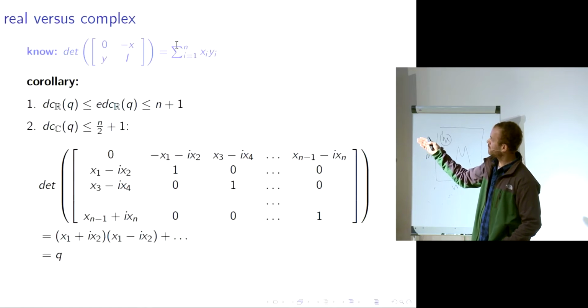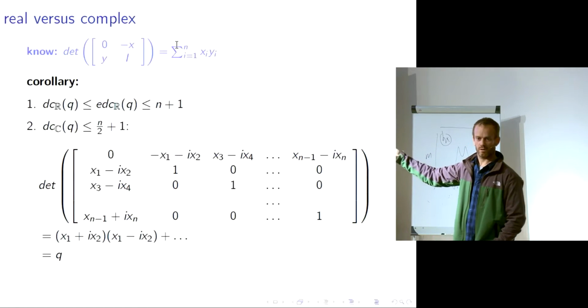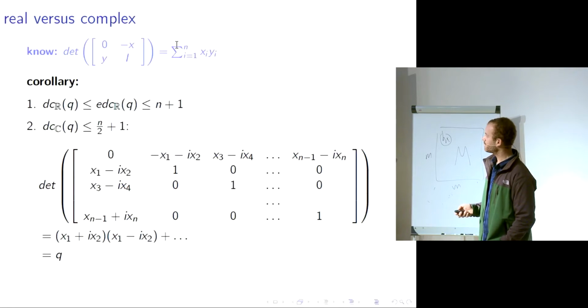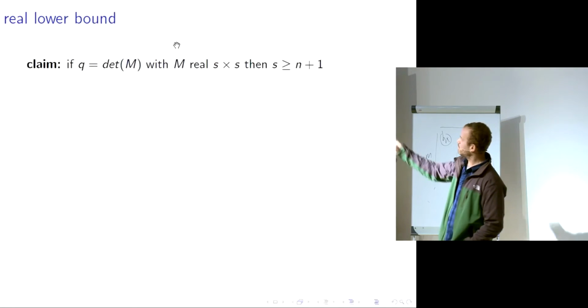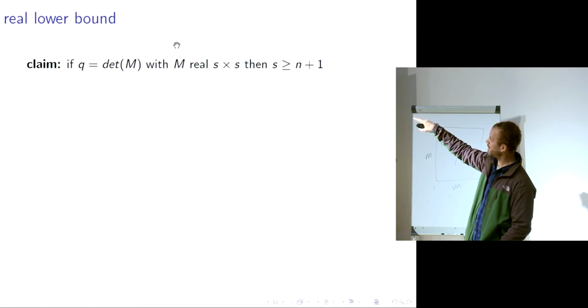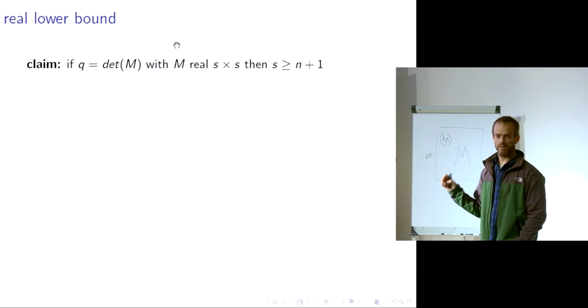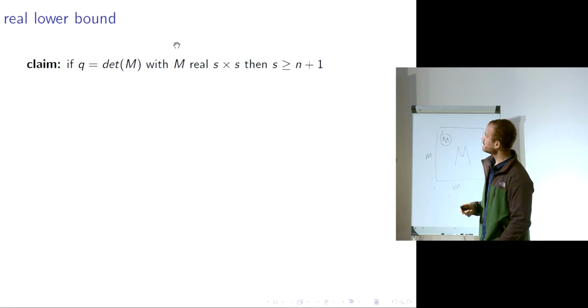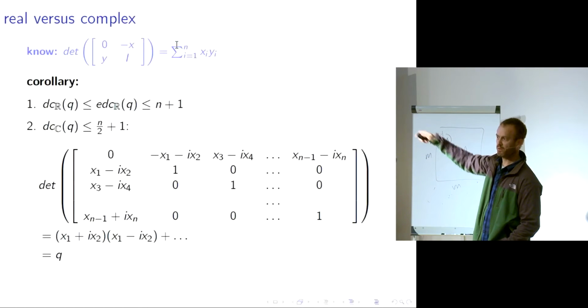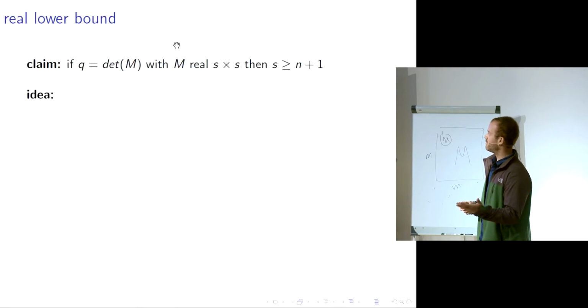Okay, so this is a smaller representation that is achievable over the complex numbers. You can't do this over the real numbers; there is no way to do this. So this is what I will show now. If you have a real matrix whose determinant is Q, then the size of this matrix is at least n plus 1. This is in contrast to this, where it's n over 2. So I will tell you the idea of this proof.